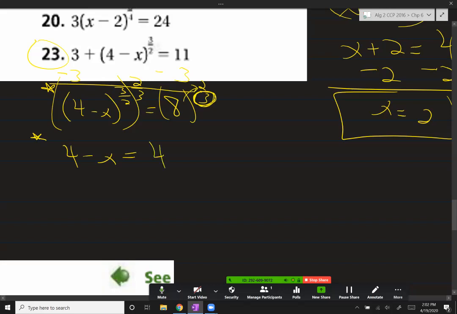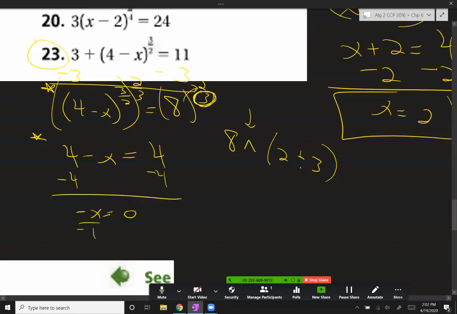All right, so here's what I need you to make sure you're doing on a calculator. 8 caret parentheses 2 divided by 3. This caret sign is right above your division. All right, next thing we'll do is subtract 4. Negative x equals 0. Oh boy. And divide by negative 1. X equals 0. Not too shabby. Okay, that's what it's about.